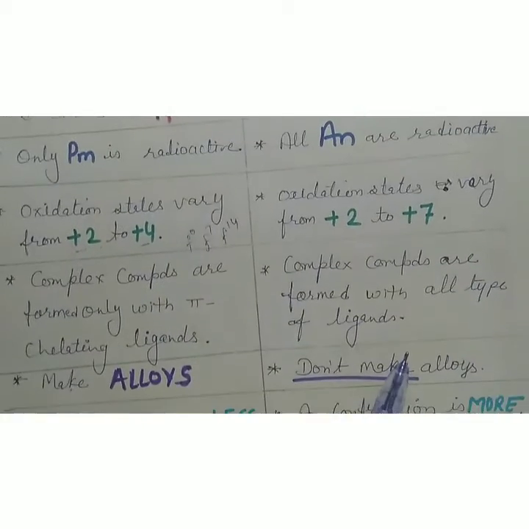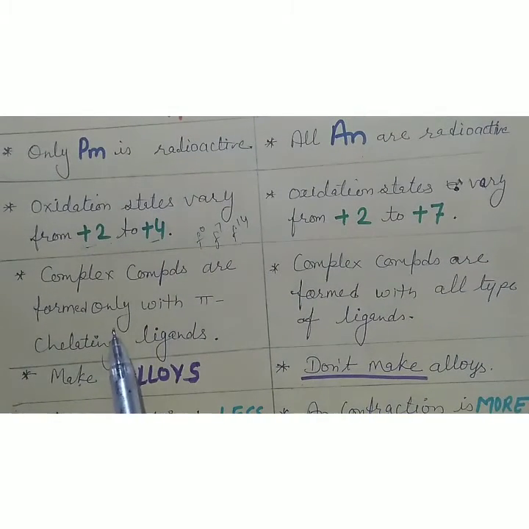Next, complex compounds are formed only with pi chelating ligands in lanthanoids, because lanthanides have less tendency to form complex compounds, while actinides are larger in size. So 5f orbitals are available to make coordinate bonds, and they have a great tendency to form complexes, not only with pi chelating ligands but also with normal ligands like cyanide, H2O and NH3.